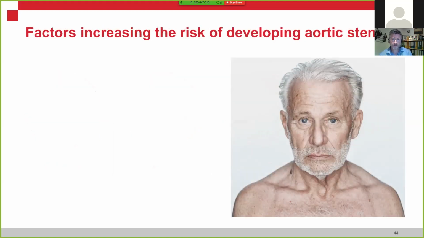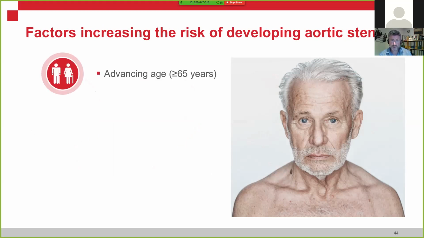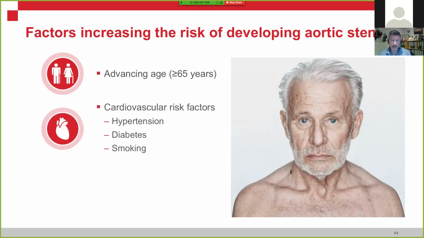Factors increasing the risk of developing aortic stenosis. So advancing age, we're all getting there, and there's really not much we can do about that, but we know that certainly patients over 70, 75 have a very, very high incidence of some form of aortic valve disease. Other things that will accelerate that and increase the risk of developing aortic stenosis include those with hypertension, diabetes, and smoking.